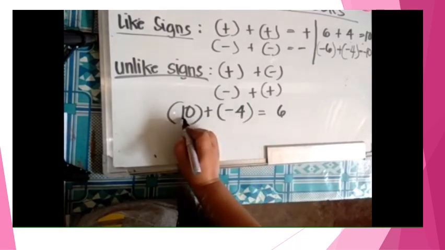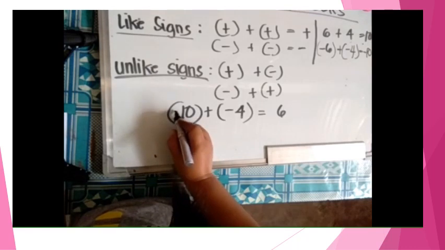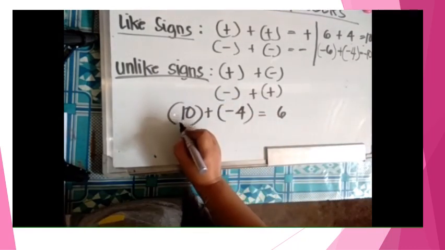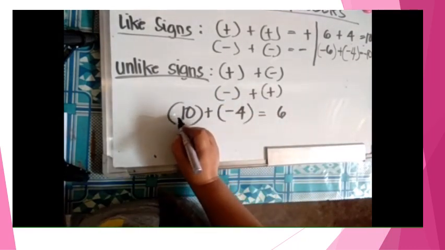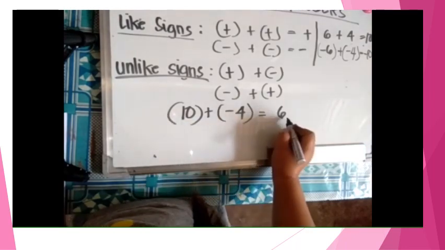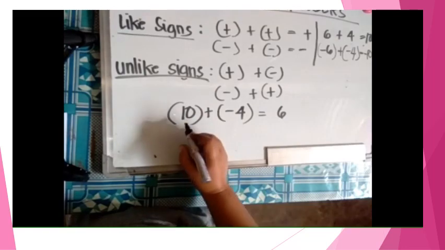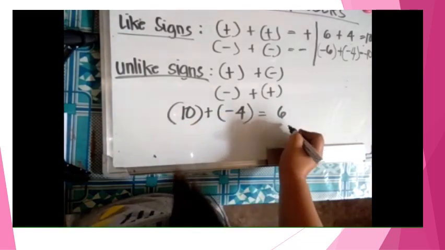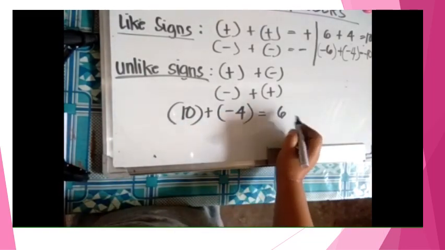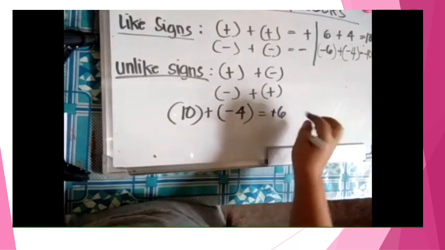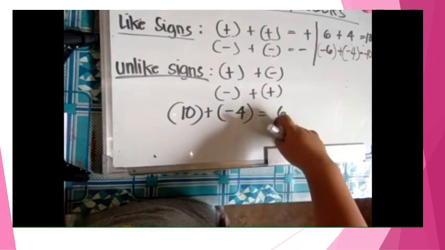And then, kinsa may mas dako, si 10 or si 4? Si 10. So, unsay sign ni 10? It is positive. So, therefore, siya ang masunod. Iyahang sign ang sundugon. So, 6 will be a positive. Okay? 10 plus negative 4 is equal to positive 6. Nasabtan? So, you need to write here positive 6.